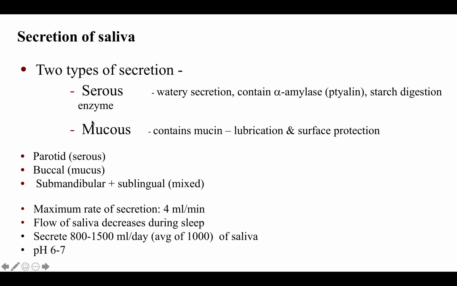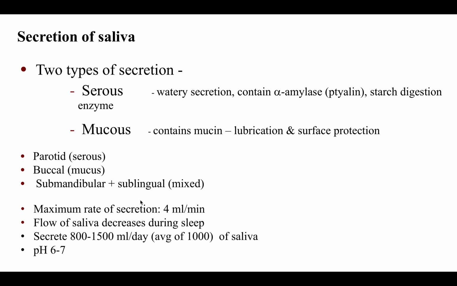The other type of secretion is mucus, and this contains mucin, and it's important for the process of lubrication and protection of the gastrointestinal wall. So the parotid gland secretions are mainly serous, while the buccal glands are mainly mucus. The submandibular and sublingual glands produce mixed, both serous and mucus secretions.